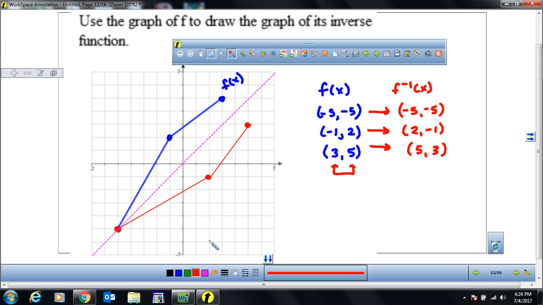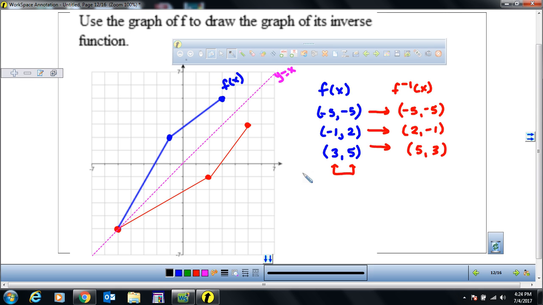But as you can see, this point is reflected to this side over the line y equals x, and this point is reflected to this side over the line y equals x. They reflect to each other over y equals x. And that's how you sketch the graph of an inverse.